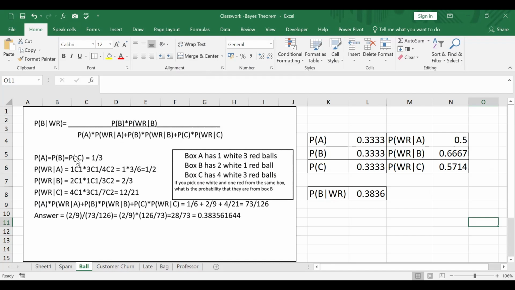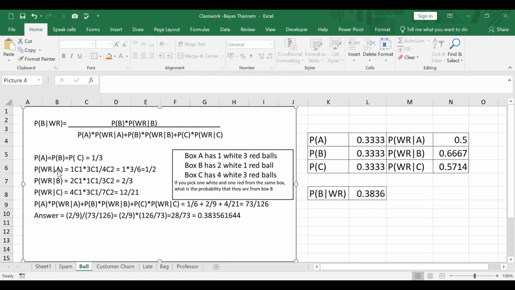P of A, P of B, P of C: because we are picking one out of the three boxes at random, the probability of any one being picked up is 1 by 3. So P of A is 1 by 3, P of B is 1 by 3, P of C is 1 by 3.